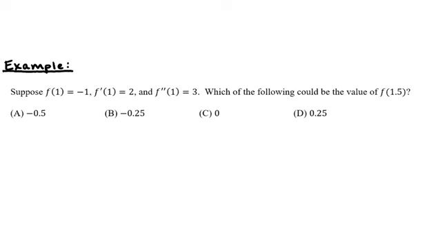Next, we've got a good one. We've got one which could be the value of f of 1.5 given multiple choices. They give us, same as a previous problem, information about f and its first two derivatives. So what I'm going to do is use a linear approximation, right?